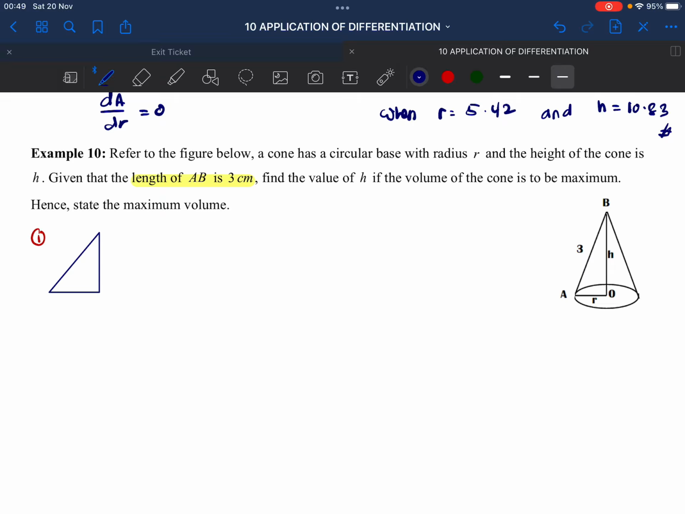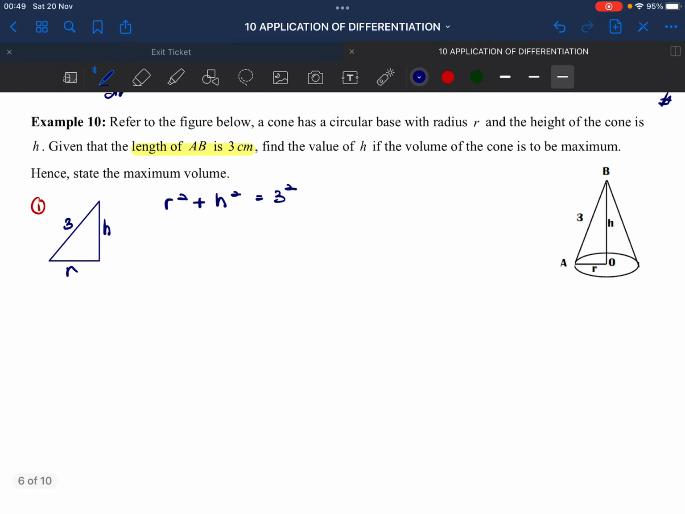Okay, so this is 3 cm and this is our h, the height of the cone, and this is the radius of the cone, this part here. So now, when you see a triangle, obviously you can use Pythagoras theorem. For the cone, the given equation is actually from Pythagoras theorem. So we will have r square plus h square equals 3 square. Just leave it like that first and then move on to the second step.